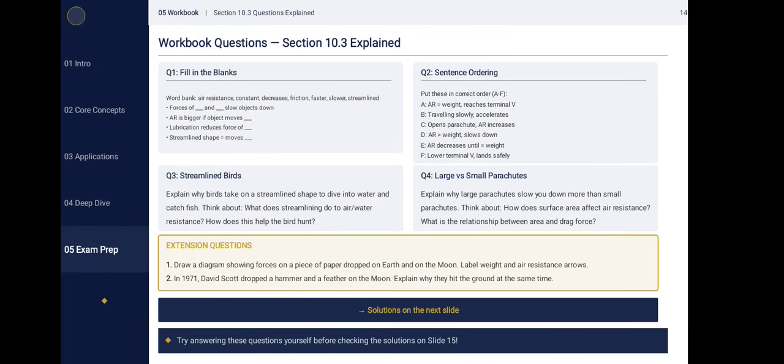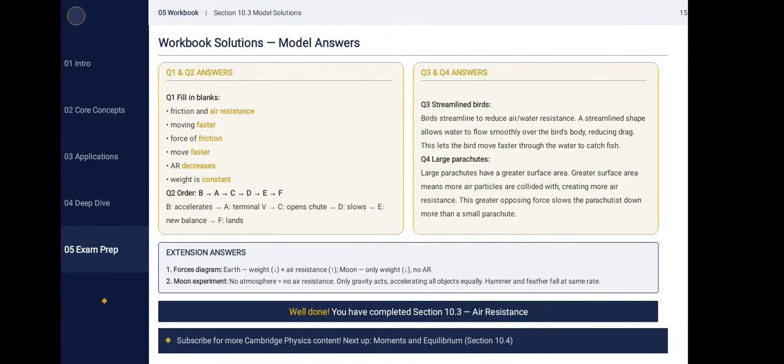Next is explain why large parachutes slow you down more than small parachutes. Now, it's very obvious, have a think about how the surface area affects the air resistance. What is the relationship between surface area and the drag force or the air resistance? You people can easily get the answer. So large parachutes have greater surface area. The greater surface area means more air particles are collided and creating more air resistance, and this greater opposing force slows the parachutist down more than small parachutes.